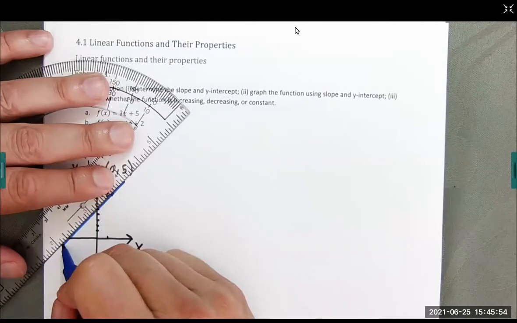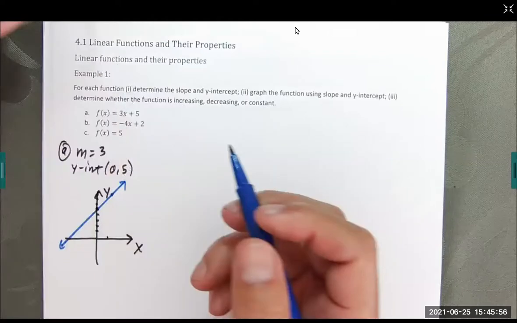And this one is definitely increasing. We know it's increasing because as x is getting larger, y is also getting larger. So we are definitely increasing on this one.